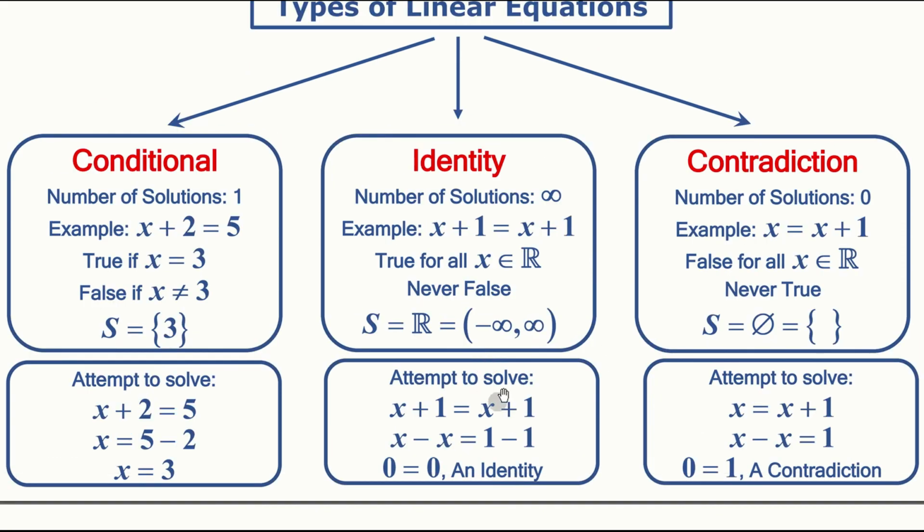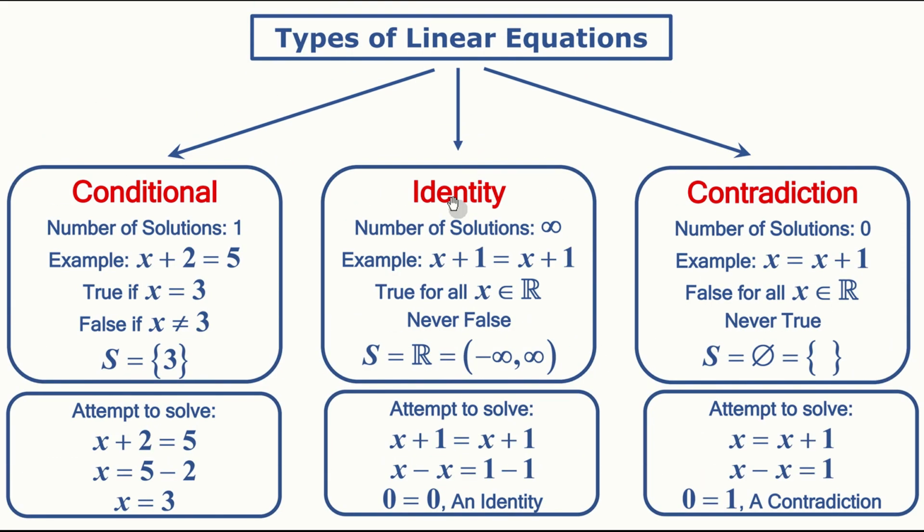If you attempt to solve such an equation, notice what happens. You get the x's on one side, the numbers on the other side. You end up with 0 equals 0, which is an identity as well. This is always true. The last type of linear equation that we get is a contradiction. These ones have no solutions, so the number of solutions is 0. It's not that 0 is the solution. Be very careful, that's the number of solutions. An example is a very simple x equals x plus 1.